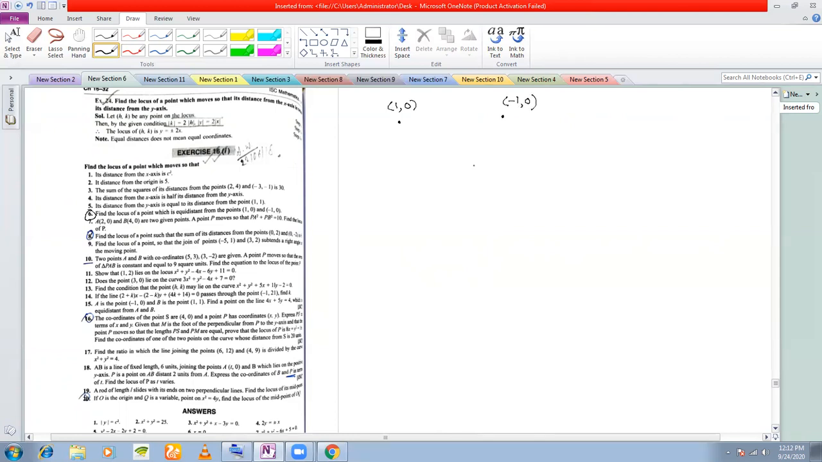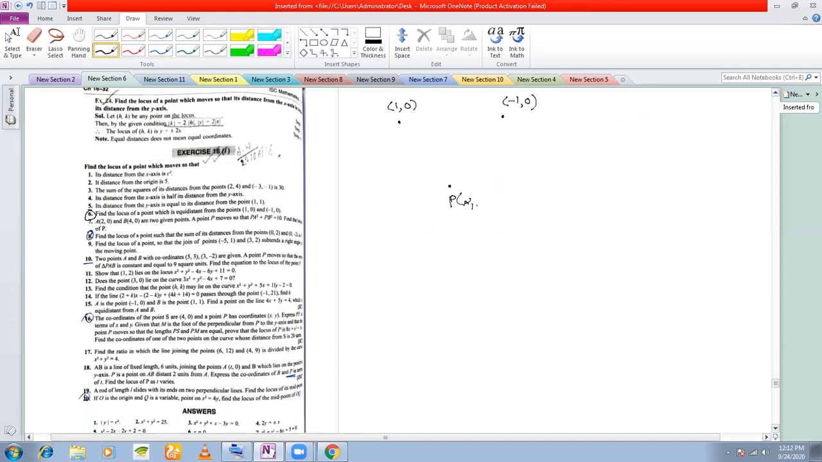Remembering the definition of locus: what is the definition of locus? It is a path. What kind of path? It is a path that is traced by a moving point satisfying certain geometrical conditions. And what is the mathematical definition of locus? It is nothing but a relation between the x and y coordinates. So you have to find the locus of this point P.